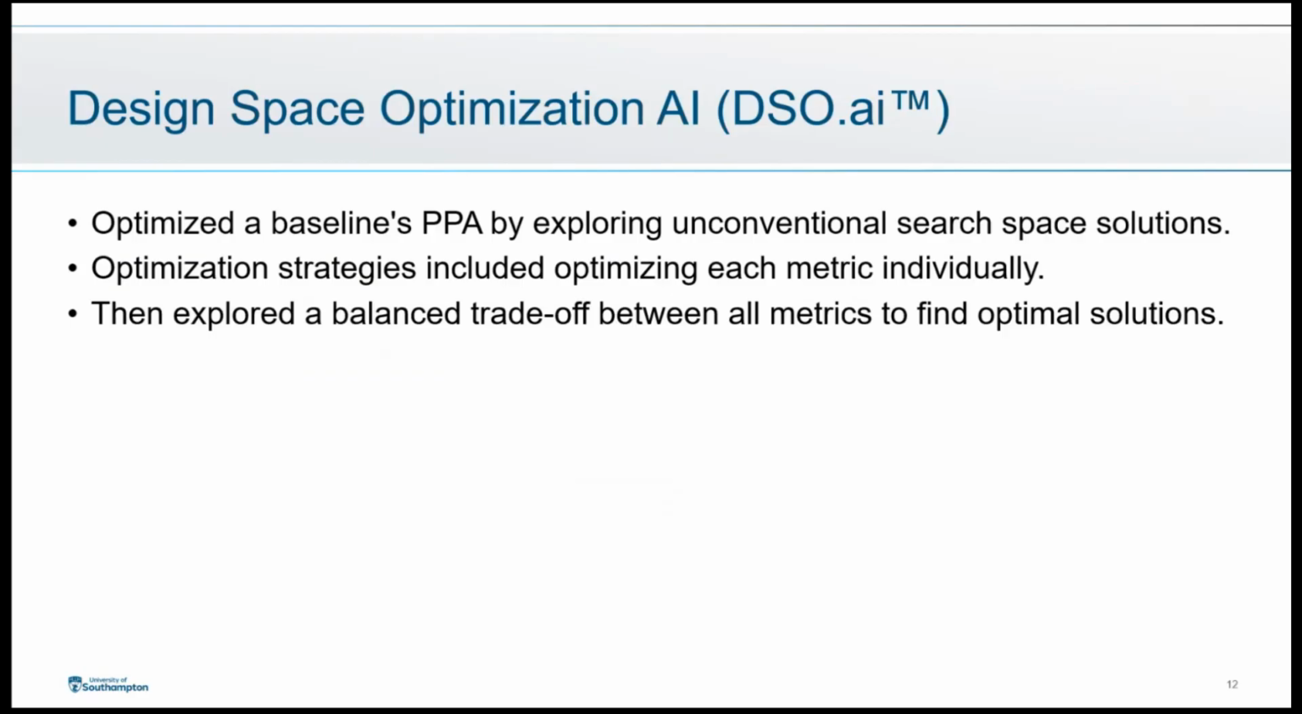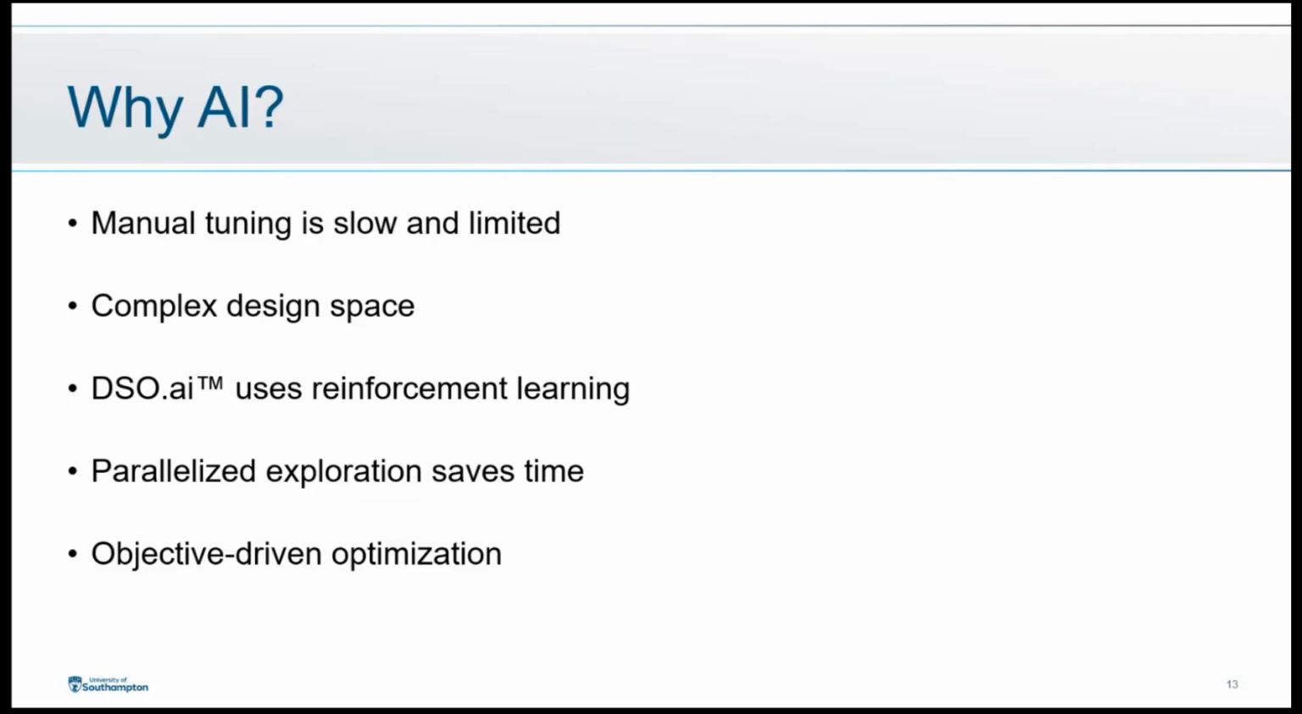So for the next step of DSO.ai, we first focused on optimizing each of the metrics for power, performance, and area separately, and then looking at a combination of all these to get optimal solutions. So before going on into how DSO.ai works, it's important to discuss why it was useful in our project. So we know that manual tuning is slow and limited, so optimizing PPA metrics manually requires deep expertise and time-consuming iterations, and that can get complicated, especially with tight project deadlines.